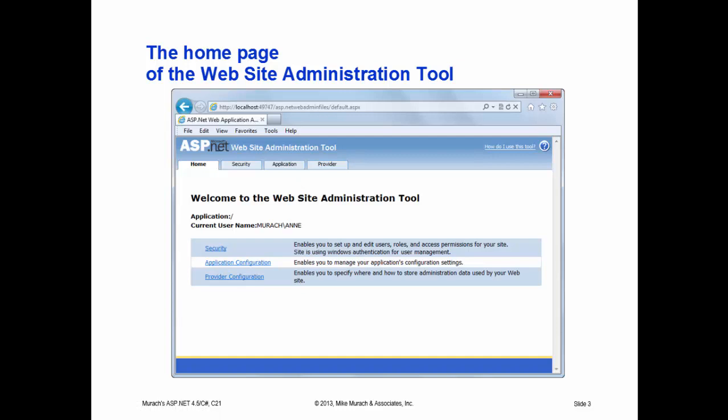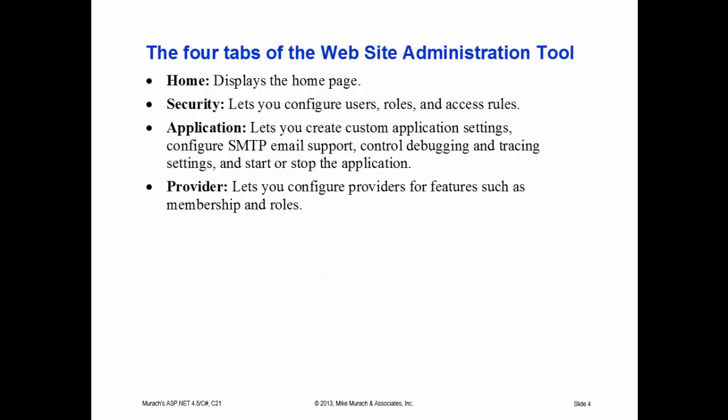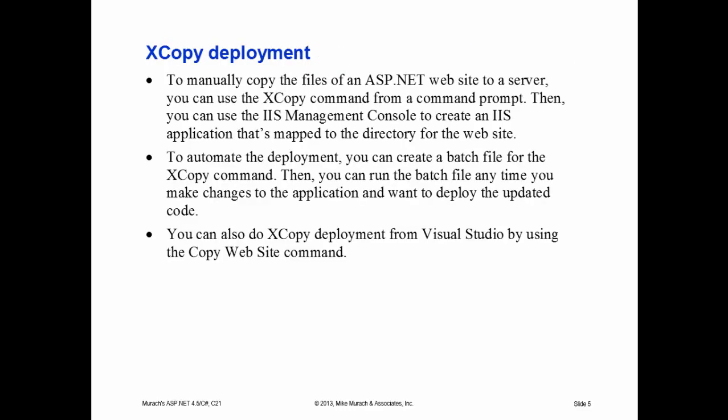So we've seen in the previous two chapters the website administration tool. I don't really need to mention too much more about that. It's our GUI interface to the web.config. We talked about the home security application provider. This is all review. If we want to do Xcopy deployment, we've developed our application and now we want to move it from development to production or to QA. Preferably we would go from development to some sort of test environment, to a quality assurance or user acceptance environment, and then go to production.